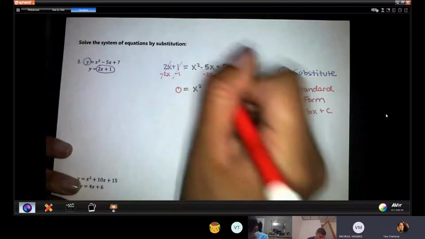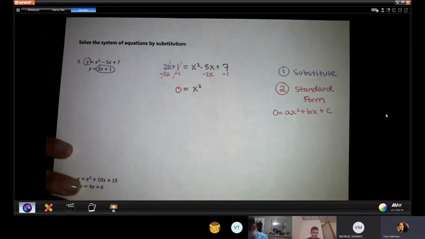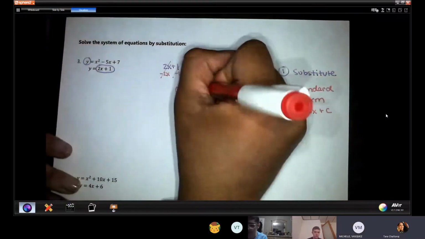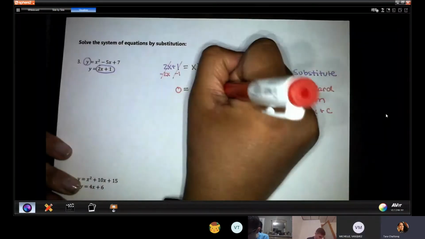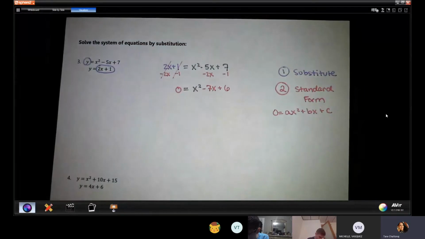3x. Negative 5 minus 2. Oh, so negative 7, right? Negative 7. Good. And then 7 minus 1 is 6. Does that make sense? We just have to be careful with our negatives.